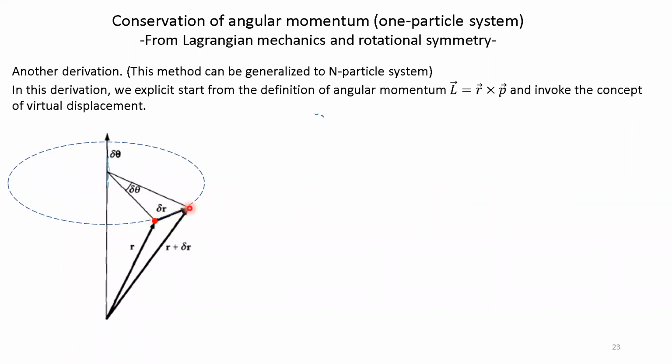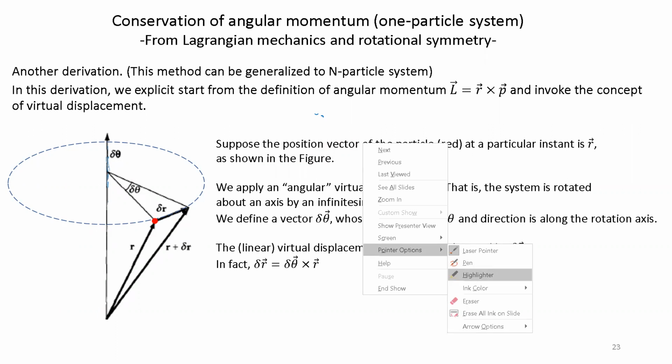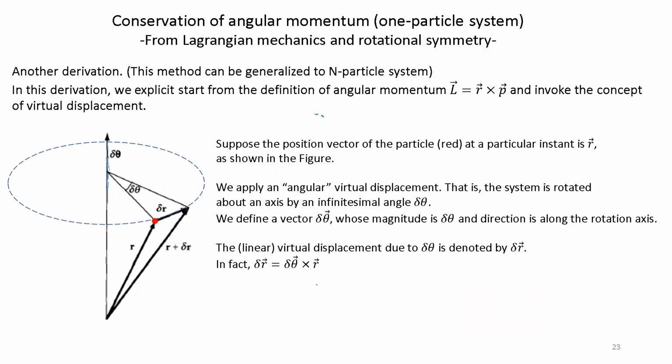When we talk about angular virtual displacement, I use this delta theta to label it. Delta theta by itself is a vector. The direction of this delta theta is along the rotation axis, and the length of this delta theta represents the amount of this small angle delta theta.